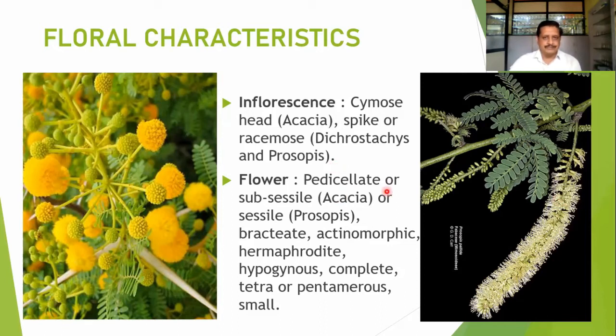Flowers are normally pedicellate. They are having a short stalk at the base, or they may be subsessile or sessile structures. Subsessile structures you can observe here in the Acacia, whereas there is no stalk-like structure at the base of the flower in Prosopis. Flowers are normally bracteate. A small leafy bract may be present below the calyx, and flowers are mostly actinomorphic.